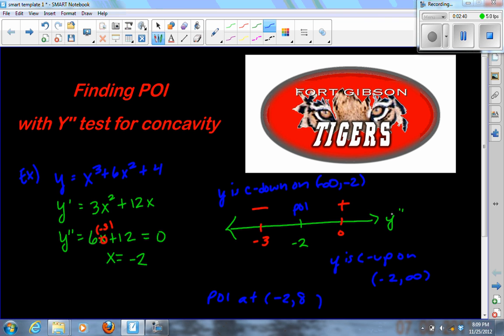This is very similar to the y prime test for increasing, decreasing. If you had a number line that said y prime and the number line looked like this, you'd say increasing on this interval. Sorry, increasing on this interval down here, because this is positive. And if y prime is negative, you would say decreasing on this interval. So basically this part's the only part that changes. So that's it for concavity.